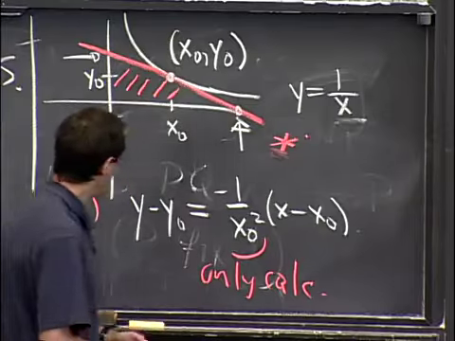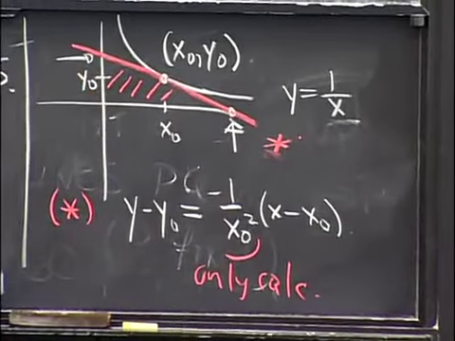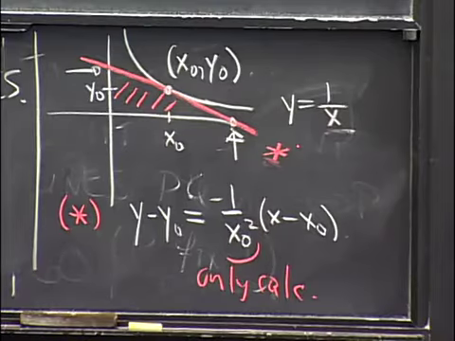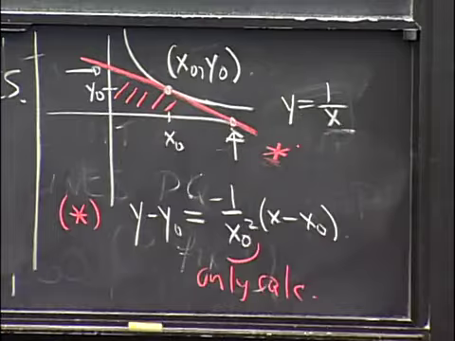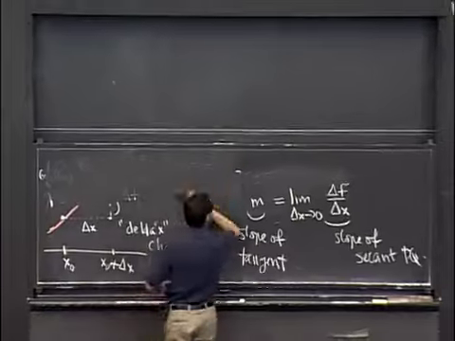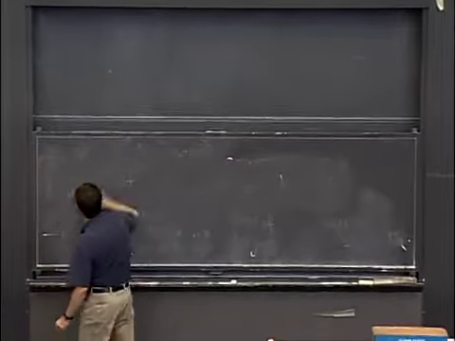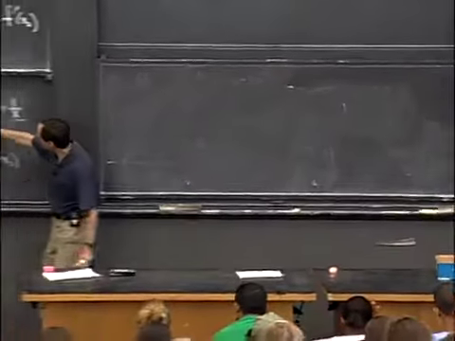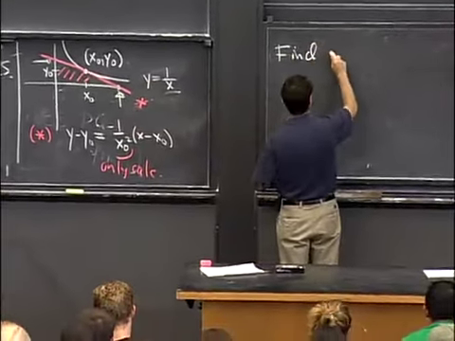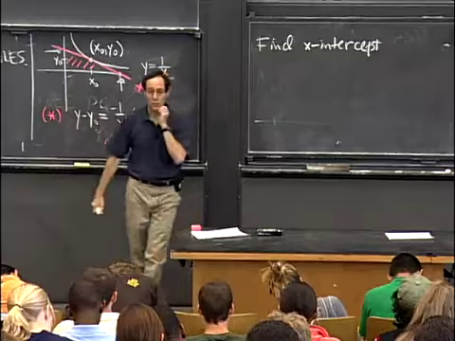But now we're not done. We have to finish it. We have to figure out all the rest of these quantities so we can figure out the area. All right. So how do we do that? Well, to find this point, this has a name. We're going to find the so-called x-intercept. That's the first thing we're going to do.